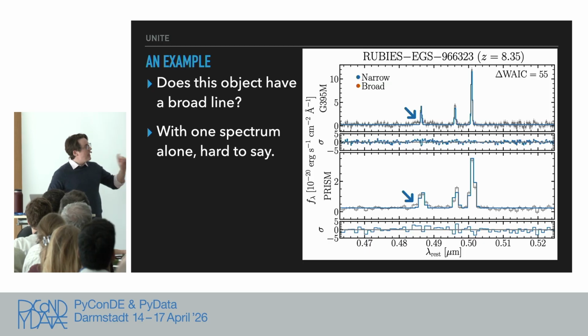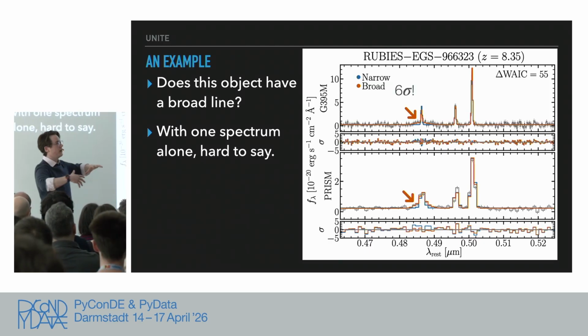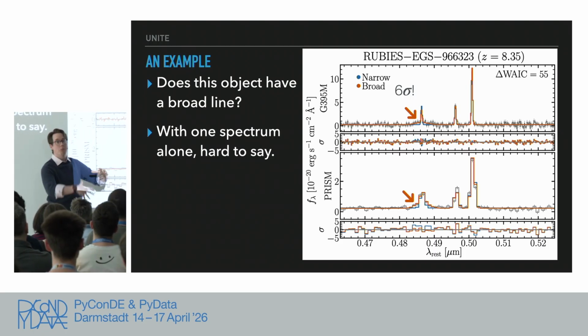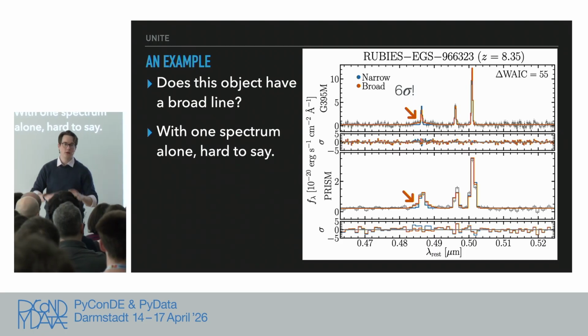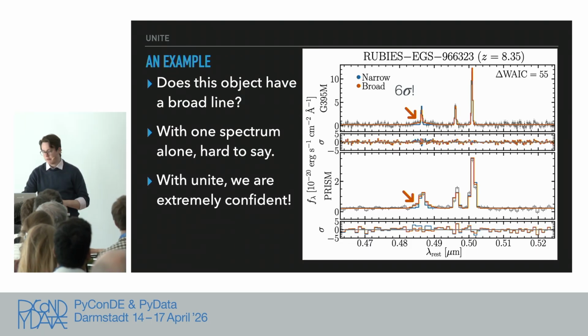But if we combine the spectra, we actually get about a 1 in a million chance that this is a rare chance, because we're leveraging more data and we can combine it in the same inference model. So with Unite, we get to be more confident.